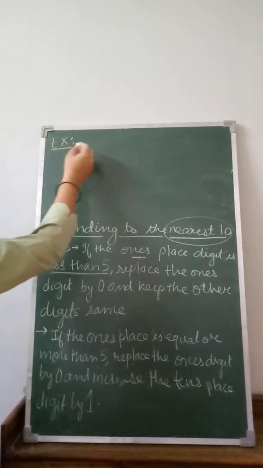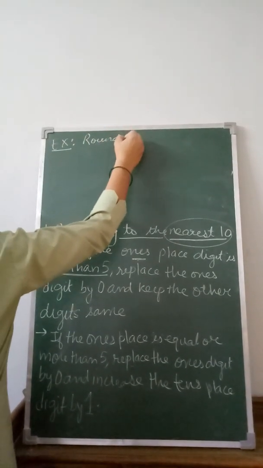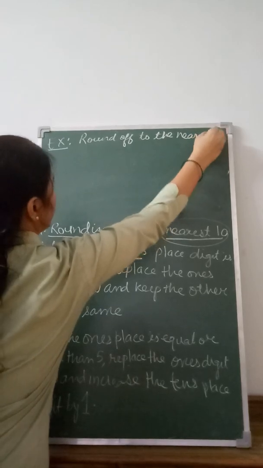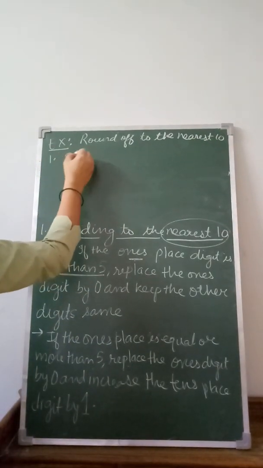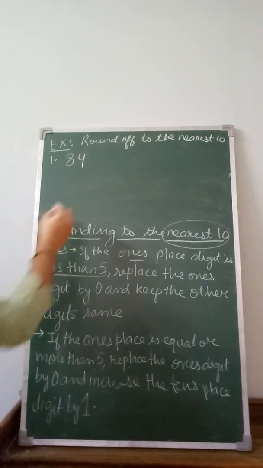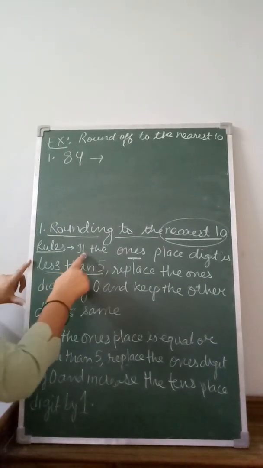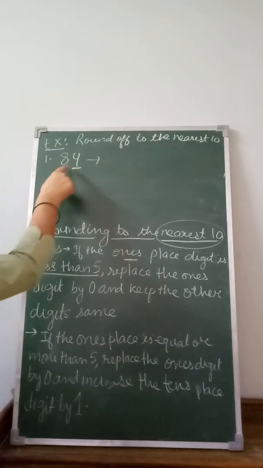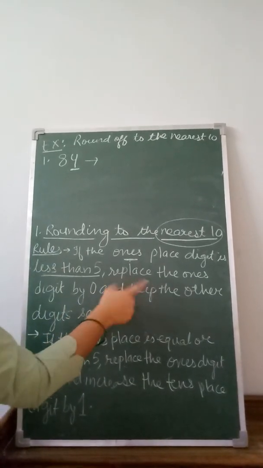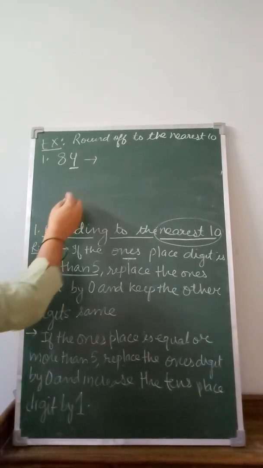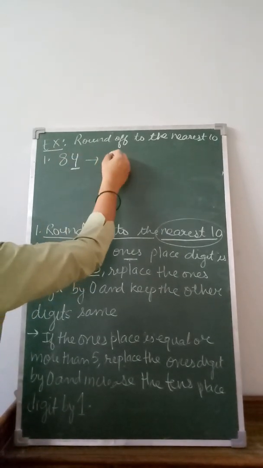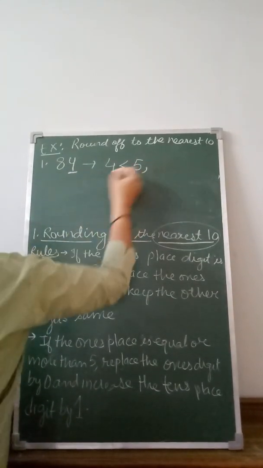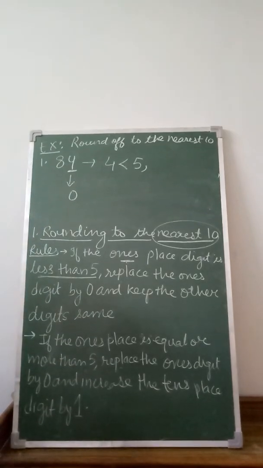Suppose my question is: round off to the nearest 10, and my first number is 84, right? According to the steps, Rule 1: if the ones place digit is less than 5, we have to check this. This is the ones place digit, and yes, 4 is less than 5. So what we have to do is replace the ones digit by 0. You can write it like this: 4 is less than 5, so it is replaced by 0.